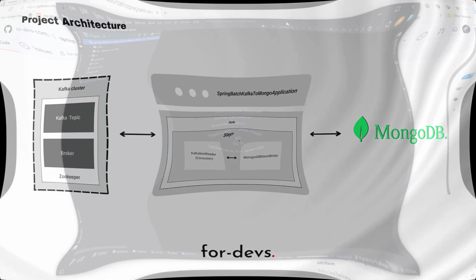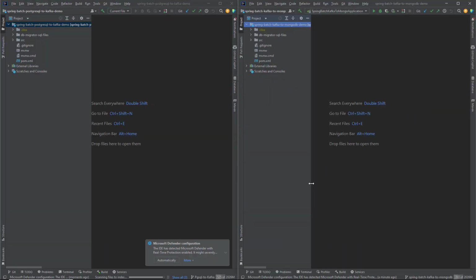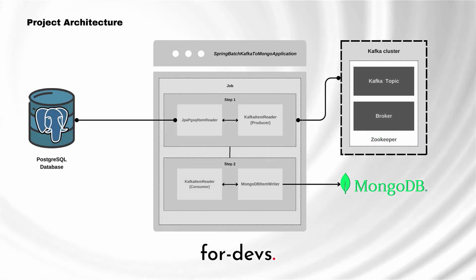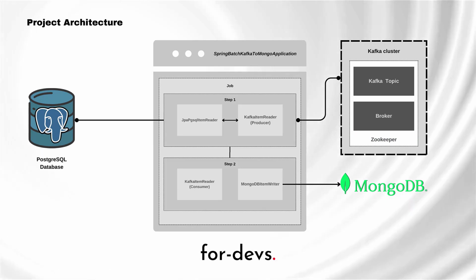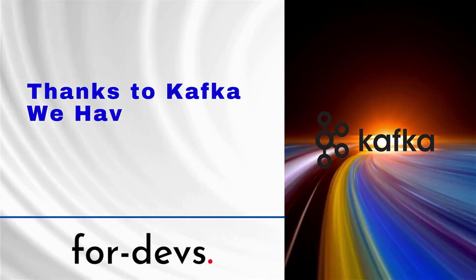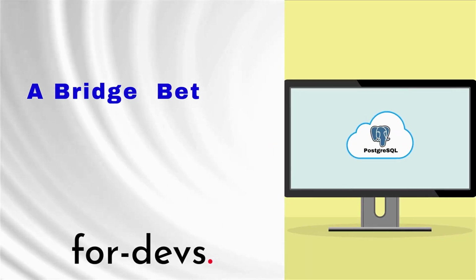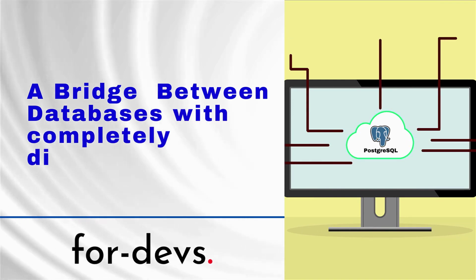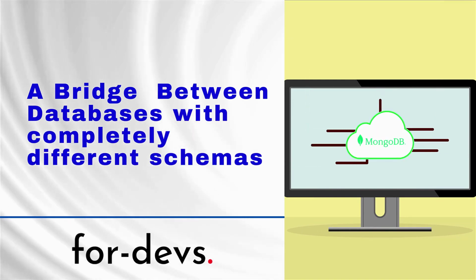For this demo, we have unified these two applications. We integrated both steps into a single Spring Batch job to achieve a monolithic design of the application. Our app will function as a bridge to share information between our databases. And thanks to Kafka, we have created a complete data flow, a bridge between two databases with completely different schemas. In this case, PostgreSQL uses a relational data model and MongoDB is non-relational.